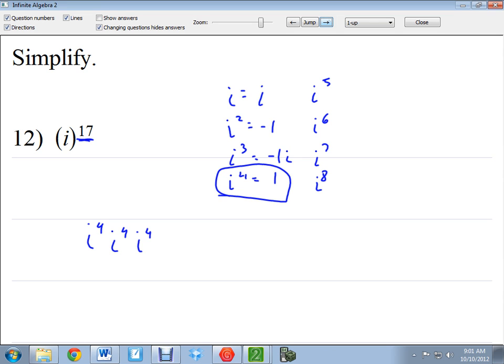Then another i to the 4th. Now we're at 12 i's. And then another i to the 4th. And now we're at 16 i's. And then we'd say I need one more to get to 17.